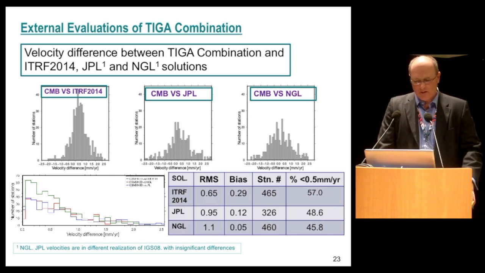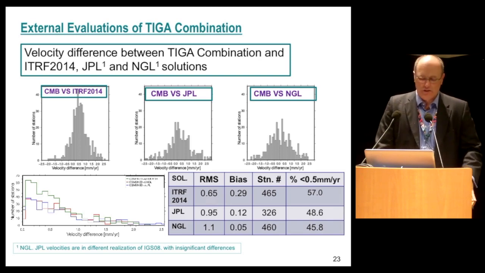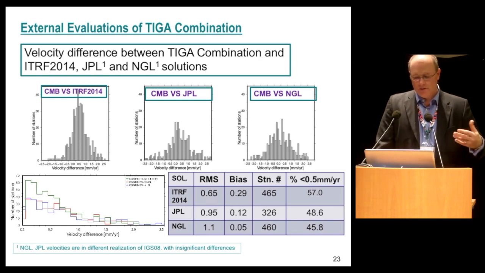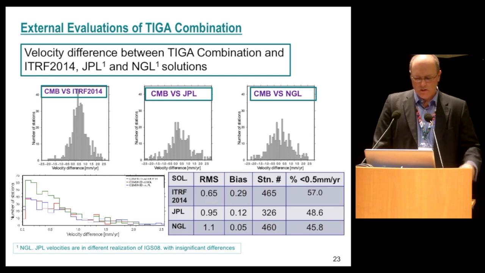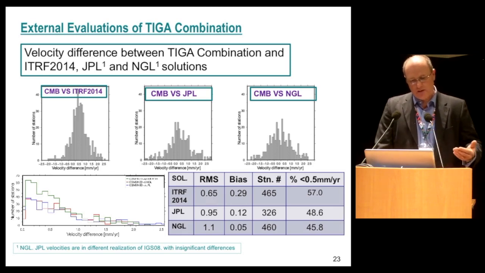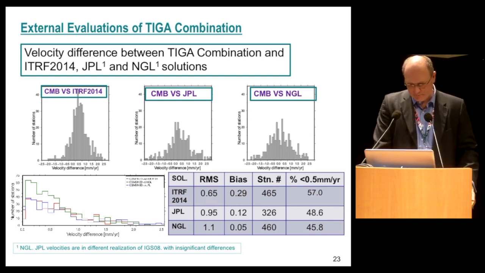And we can say that about 57% of all velocity differences are less than 0.5 millimeters per year. And these percentages are slightly lower for the JPL and NGL solutions. So don't forget that JPL and NGL are individual solutions. ITRF is also a combination. Tiger is a combination. And the other thing that is hidden in here is that ITRF is ITRF 2014. The Tiger combination plus JPL and NGL are ITRF 2008 solutions.